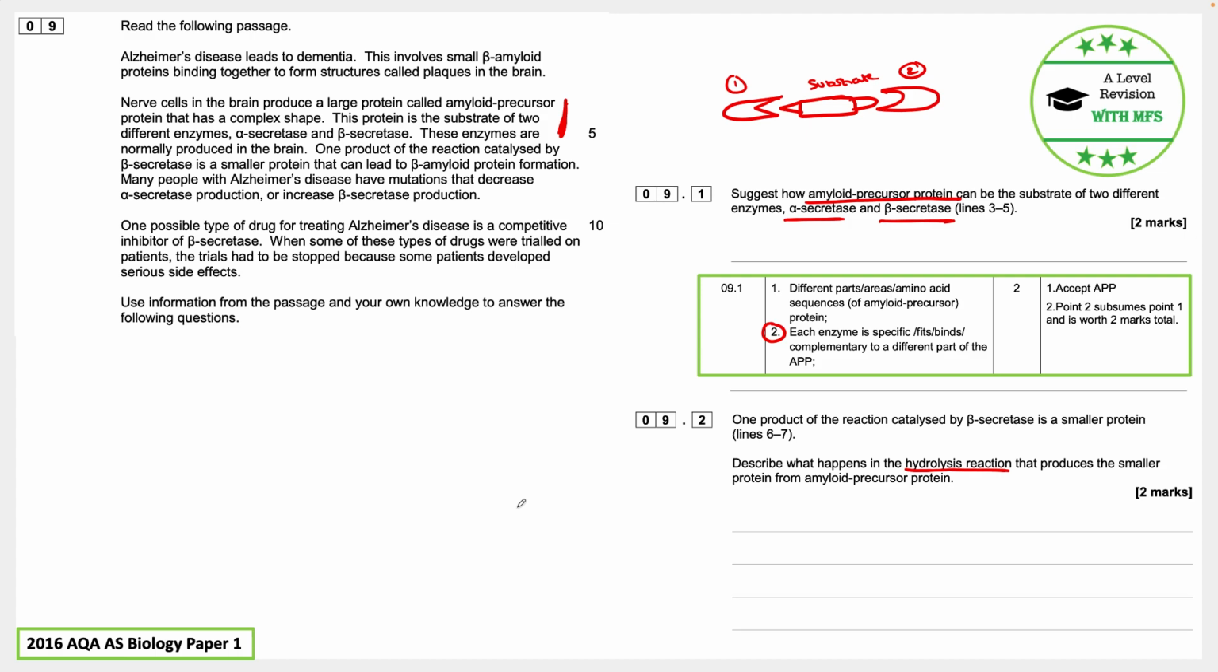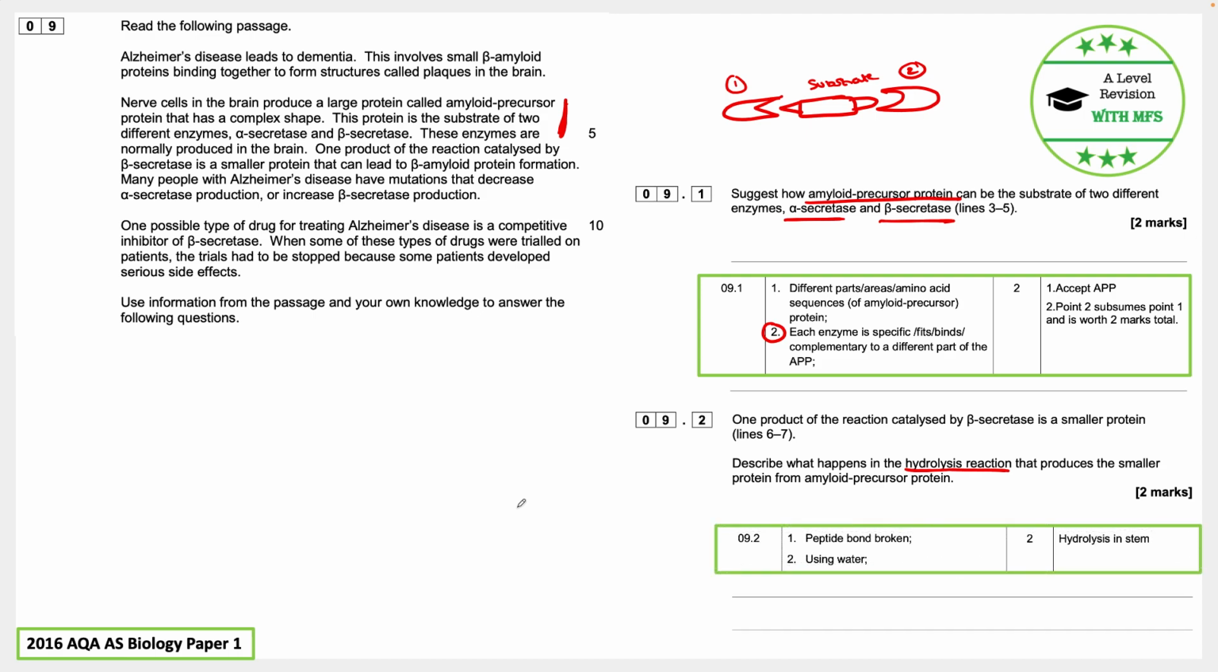And when talking about proteins and amino acids, what bond are we talking about? We are talking about the peptide bond. Therefore, those are your 2 marks. The peptide bond is the bond which is broken by using water. The mark scheme is really simple there: peptide bond is broken by using water. That would be worth your 2 marks.